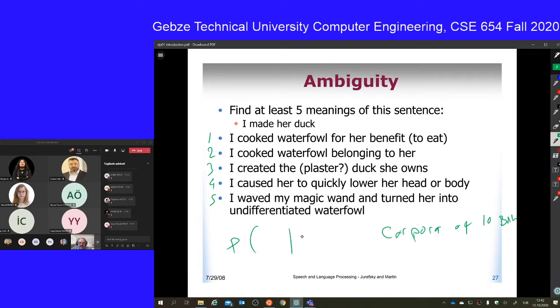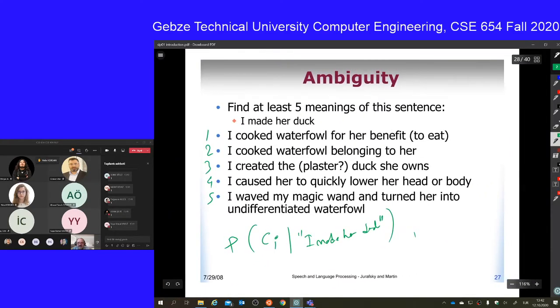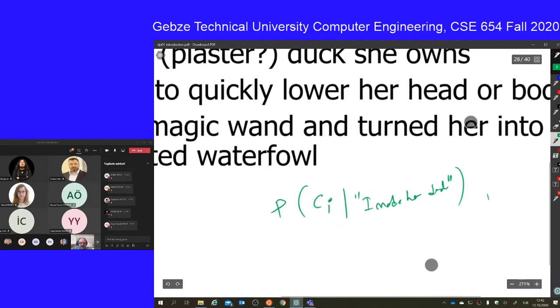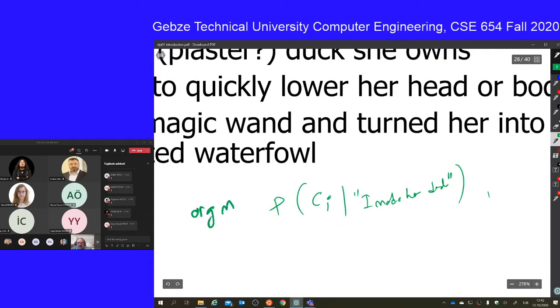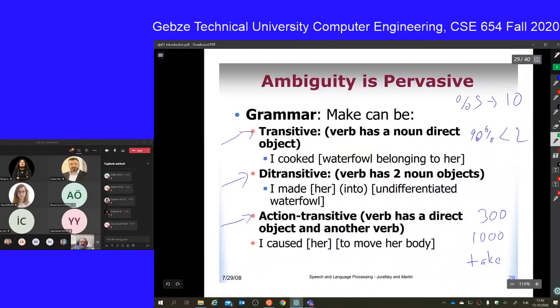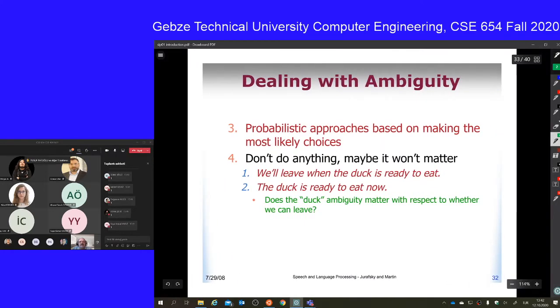given the sentence "I made her duck," what is the probability of class 1? Then class 2, or class i. So I do arg max over i: choose a class i such that the probability becomes maximum. Calculating this probability is not easy. We will spend lots of time on it. So that's called the probabilistic approach for resolving the ambiguity.